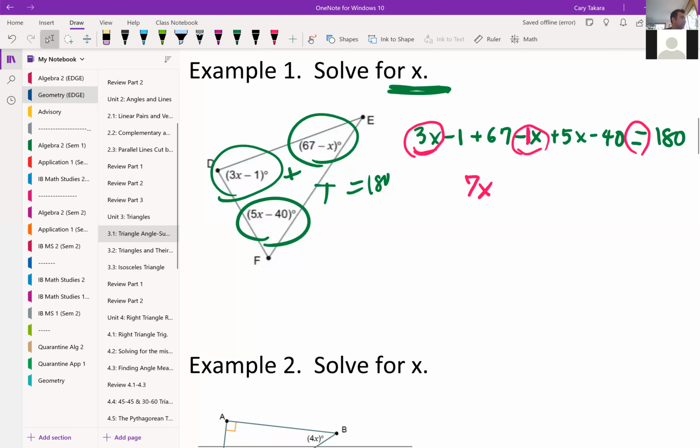Next, we also have negative 1 plus 67. Let's just do one at a time. Negative 1 plus 67 is 66. But 66 minus 40, that will be 26. So that's positive 26. And that is equal to 180.